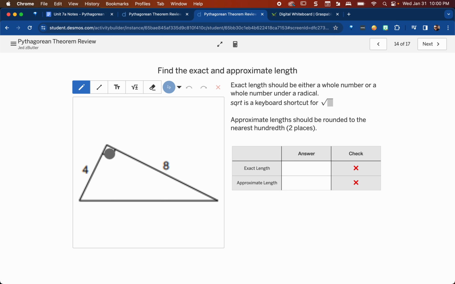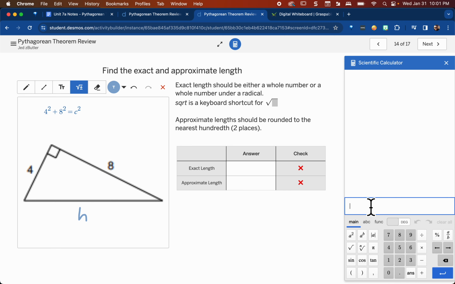Okay, here I have a triangle, and I notice that it's kind of upside down, where the hypotenuse is down here. And if I'm thinking about this, I would have 4 squared plus 8 squared equals c squared. So then I can do that in a couple of steps. I'll say 4 squared plus 8 squared is 80. Then I'll have square root of 80.